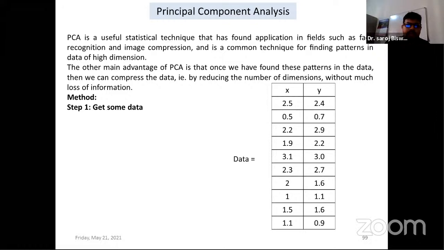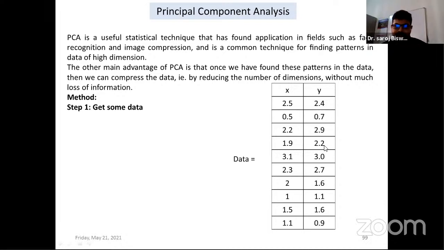Now we are going back into the mathematical formulation of PCA one by one. The first step of PCA is to get some data. Initially we need to have data, only then can we proceed. For your convenience and to understand very easily, here we have taken a data set where we have only two dimensions, x and y.